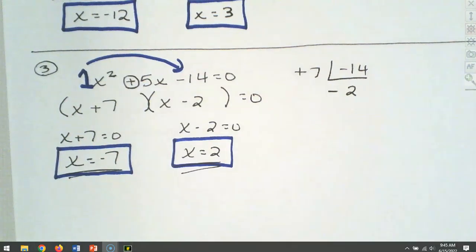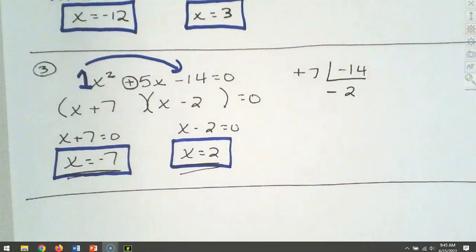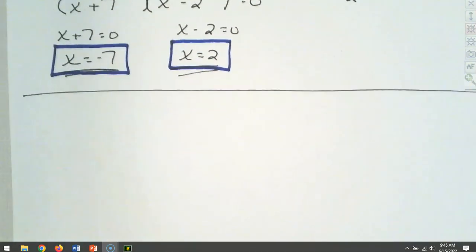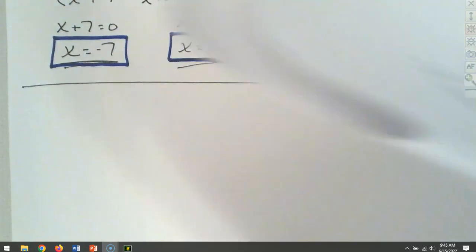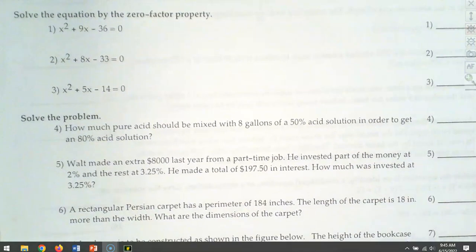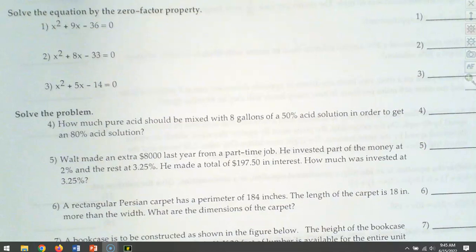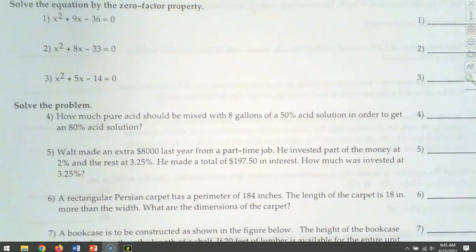Now the applications, I'm going to set them all up. We struggle more with the applications than any other. We're really going to focus on how to set these up. These are the type that you're going to see on your exam on Monday and also on your practice take-home exam today that I'm going to give you. So question 4. Okay, this is a mixture problem.